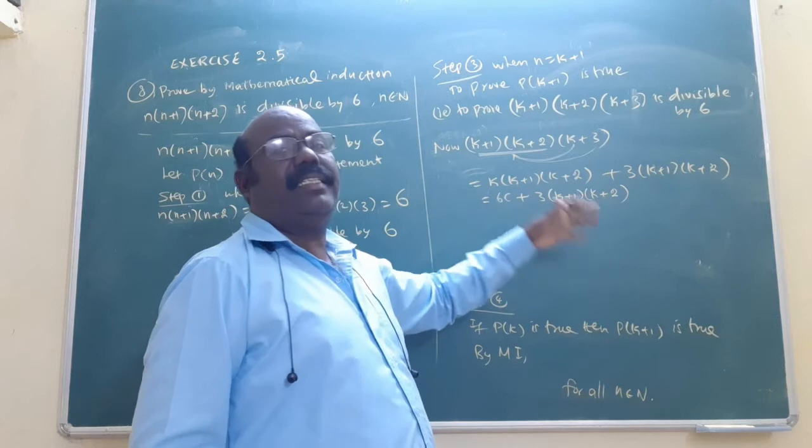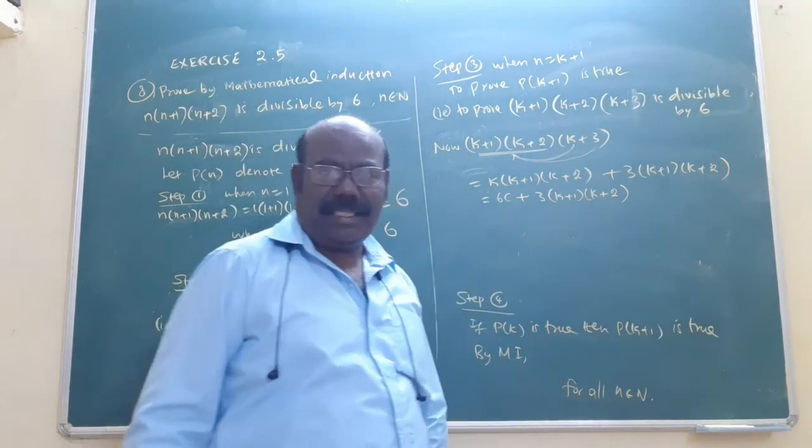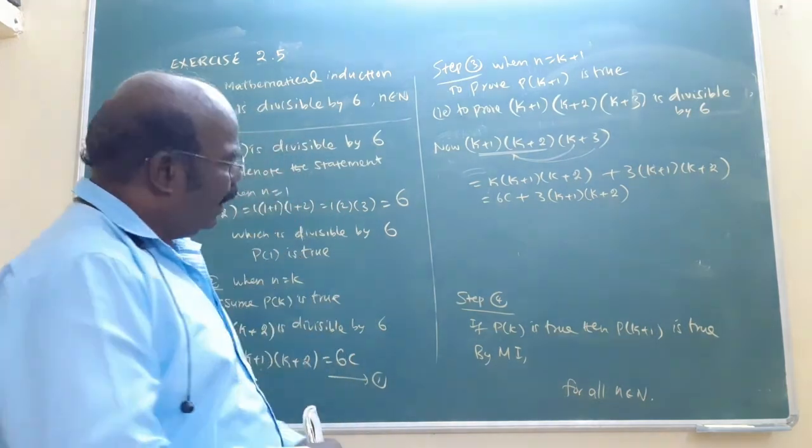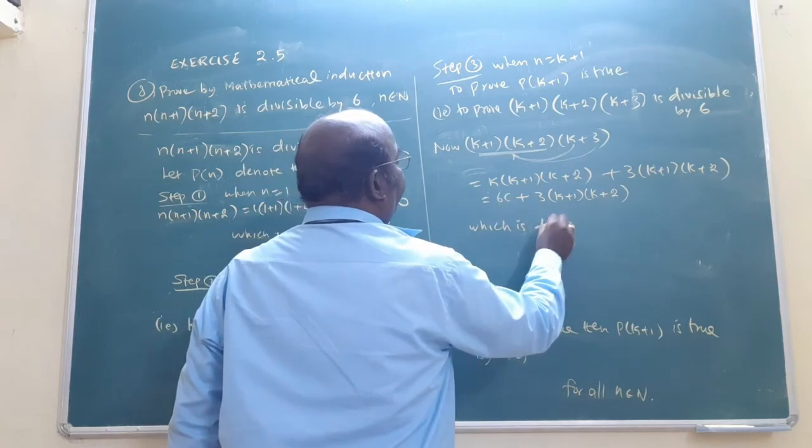Here also 6 is there. 6 is common. Automatically, the whole term is divided by 6. That is the answer, which is divisible by 6. That's why you directly write the answer, which is divisible by 6.